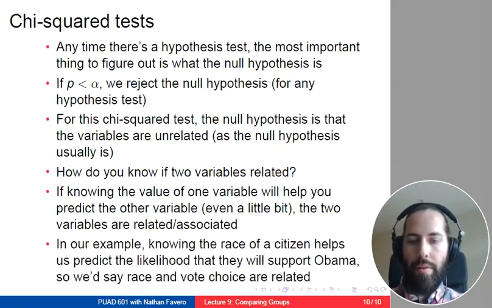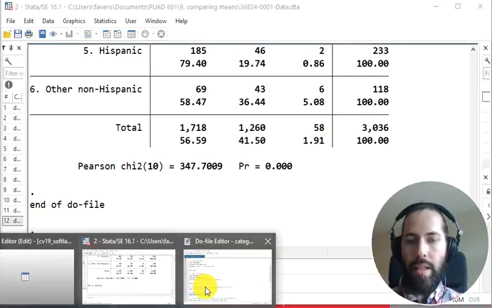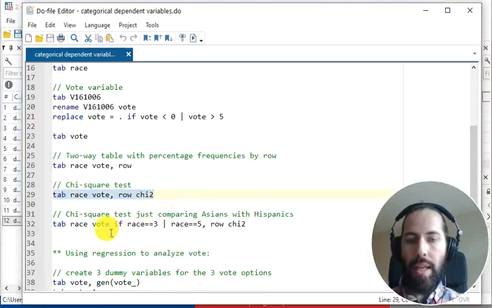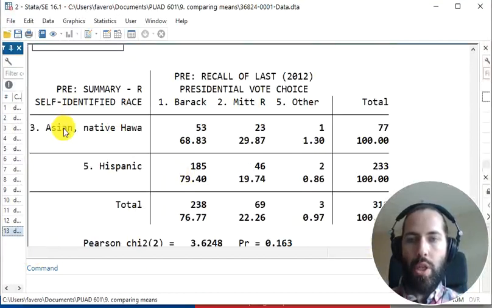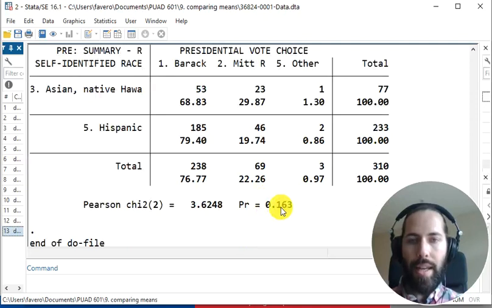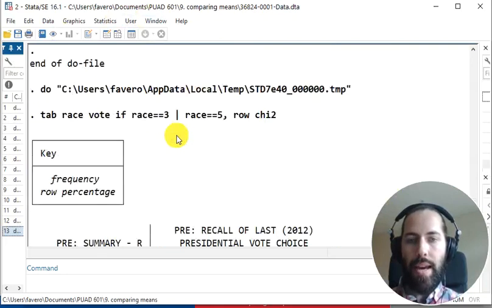Let me show you just one other thing from my do file. If we want to try to break down and distinguish between two groups specifically, I can add some if commands to my statement. And now you can see that in my data output, it is only showing two racial groups. Now my p-value is not significant, which means that there's not a significant difference between how Asians and Hispanics are voting, even though, when we include all the racial groups together, there are significant differences in how they're voting.